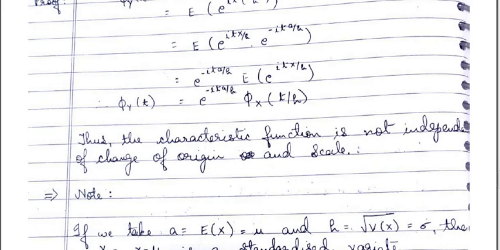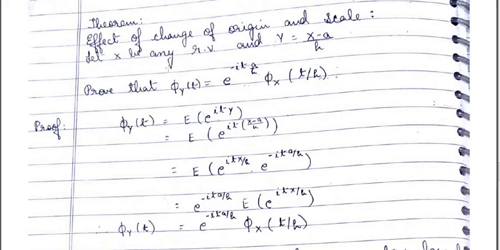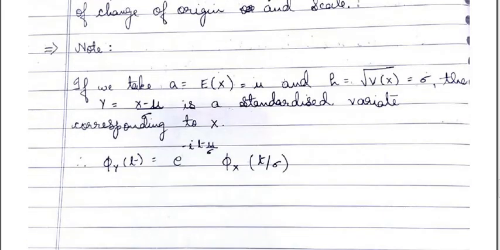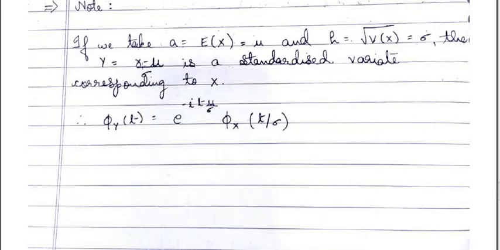So origin also comes outside, scale also comes outside. That is phi x t by h, and this expectation is also multiplied into this phi x t by h. Right? So this is the theorem, effect of change of origin and scale. Note that if we take a equals expected x equals mu and h equals under root variance of x equals sigma, then y equals x minus mu upon sigma is a standardized variate corresponding to x, so that phi y t equals expected e raised to i t mu by sigma, phi of x t by sigma.